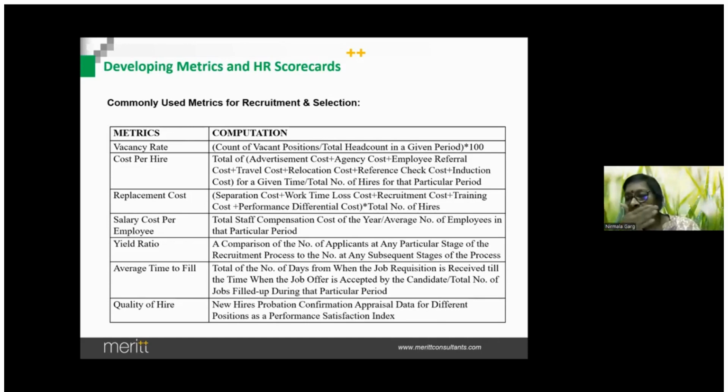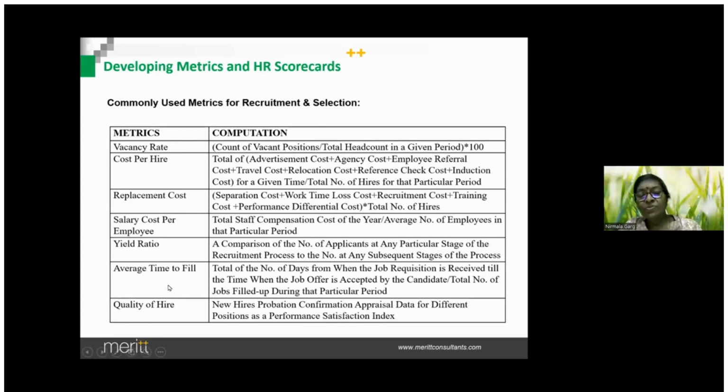Are you with me now? It helps you to then do tracking and analyze why, at every stage, my yield is not optimum. Then average time to fill again.